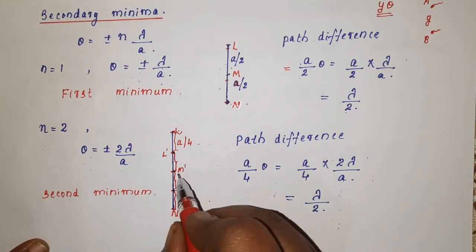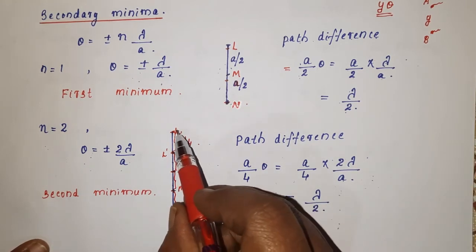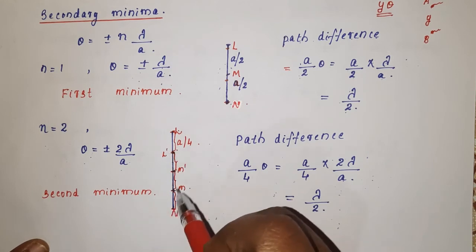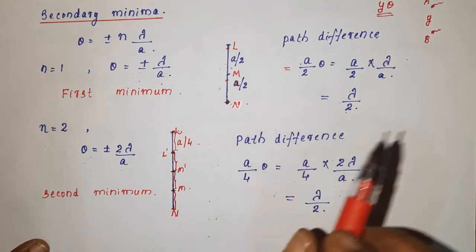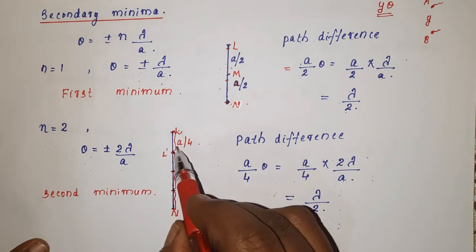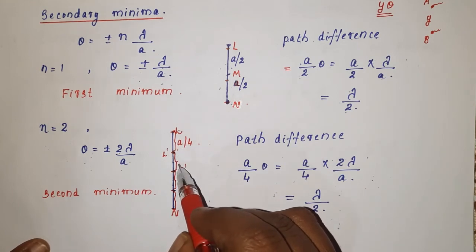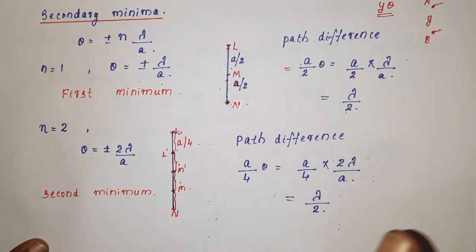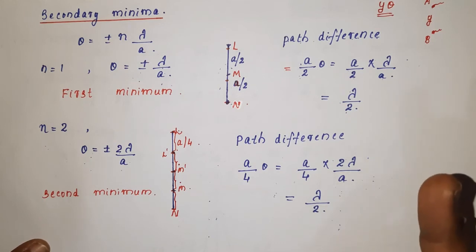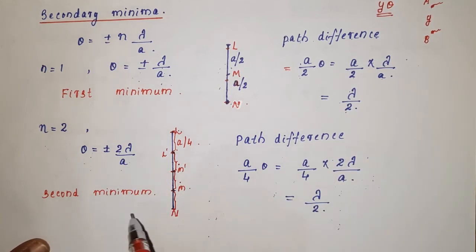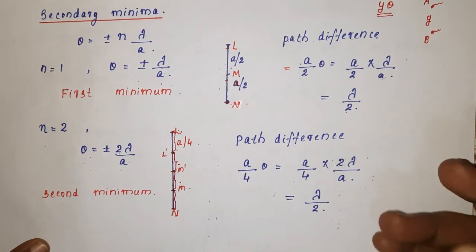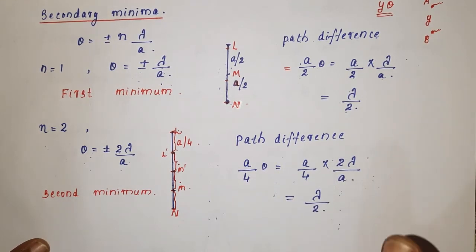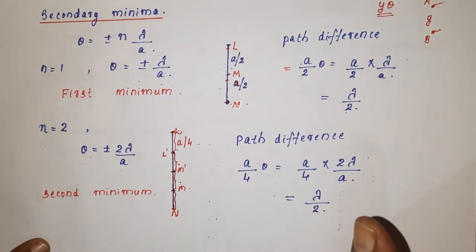So from all the parts of the slit, the waves are getting destructively interfered. The first two quarters get destructively interfered, and the last two quarters also get destructively interfered. That means again the point P appears to be dark, and that's what we call the second minimum. So this is how we can explain the occurrence of secondary minima in the diffraction pattern.